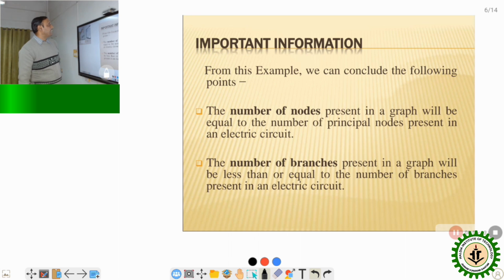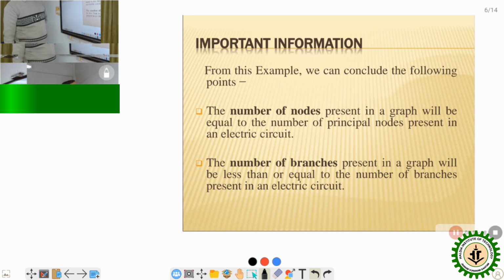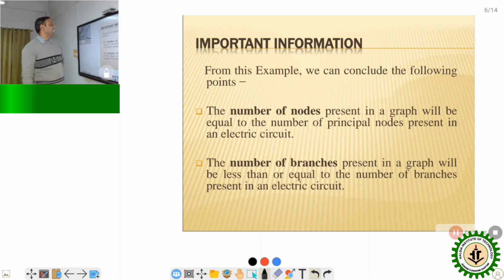We can conclude that the number of nodes present in a graph will be equal to the number of principal nodes present in the electric circuit. That means the number of nodes present inside the original circuit, after converting to the graph, will remain the same. So the number of nodes will be equal.